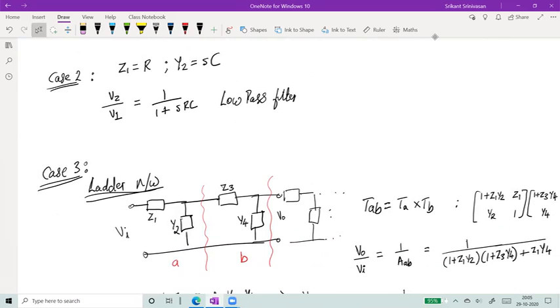And that fetched us a low pass filter in the second case, because as S tends to 0, the output is equal to the input. If S tends to infinity, then this term becomes 0 and therefore the high frequencies cannot pass through.